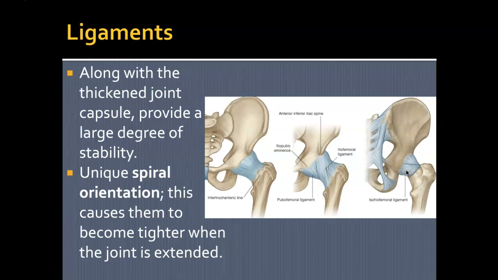So what we can say is that each of these ligaments provide stability, but they also connect a specific joint, the pubofemoral joint, the iliofemoral joint, or the ischiofemoral joint.